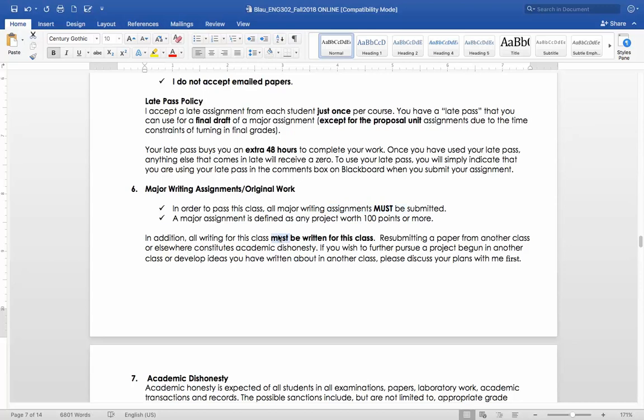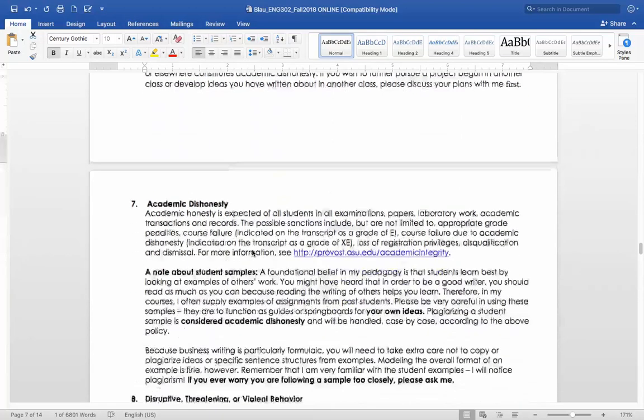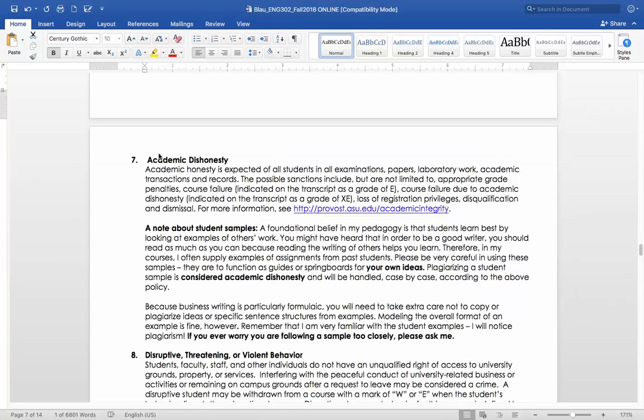Also make sure that you're only submitting things that you've written for this class. Resubmitting a paper from another class is an example of academic dishonesty. So make sure that you are aware of that. If you need to learn more about academic dishonesty, you can read about it here.